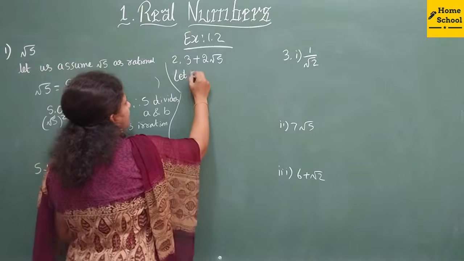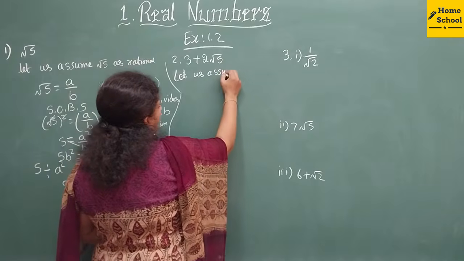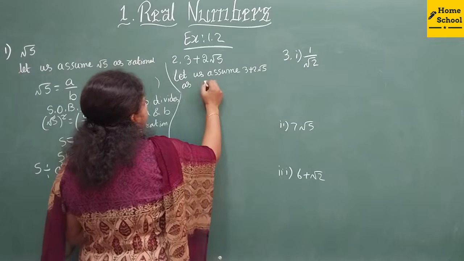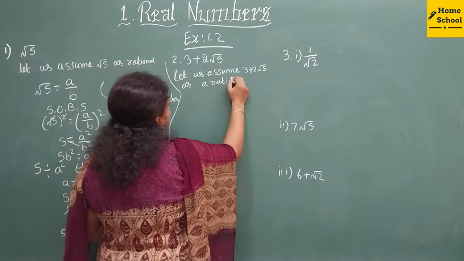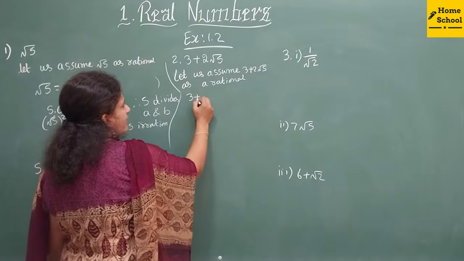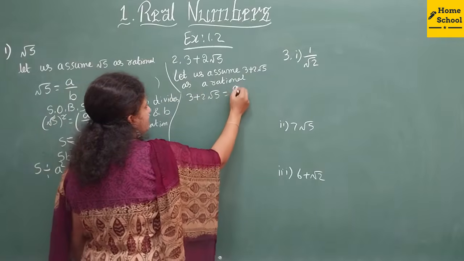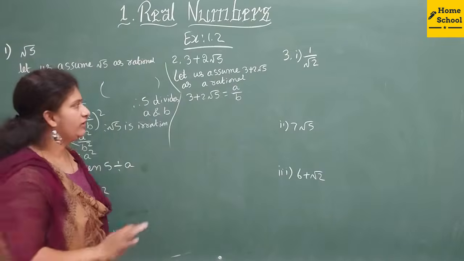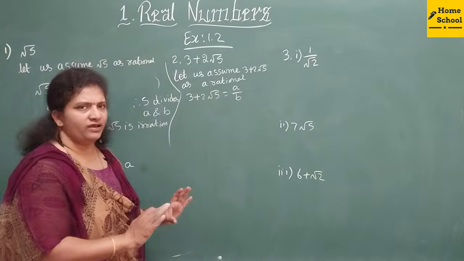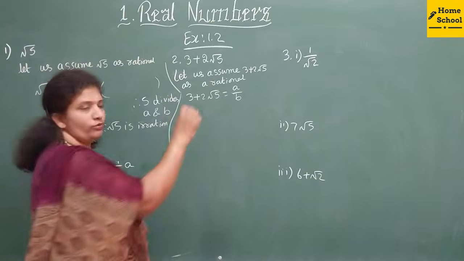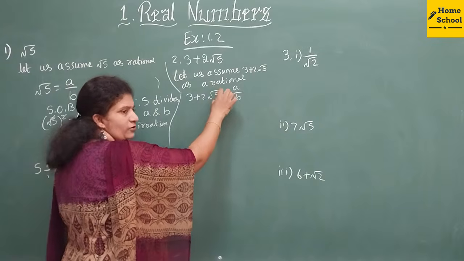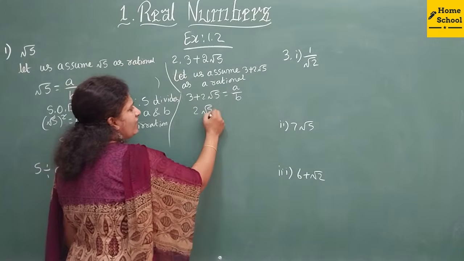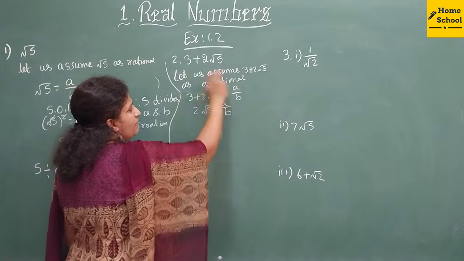First step, let us assume 3 plus 2 root 5 as a rational number. Right? If it is rational, what do I need to do? 3 plus 2 root 5 is equal to a by b, where a and b are co-primes and b is not equal to 0. Now, observe here carefully, where is the root number? Root 5 you have, right? Other than root 5, remaining numbers go to the other side. That is, 2 root 5 is equal to a by b plus 3.